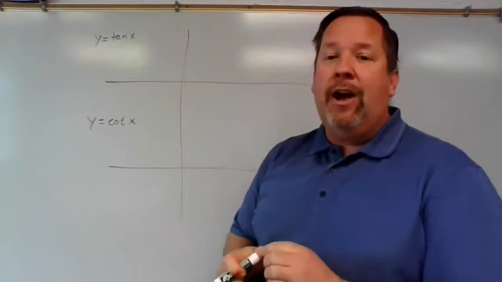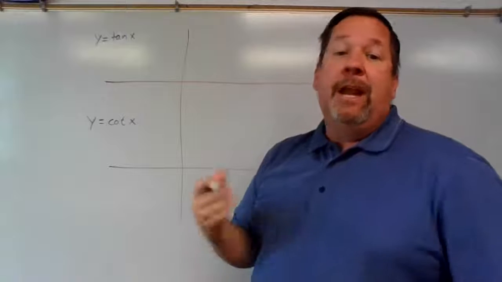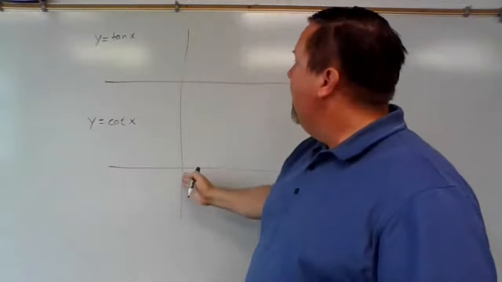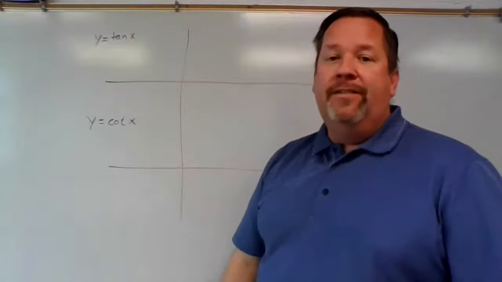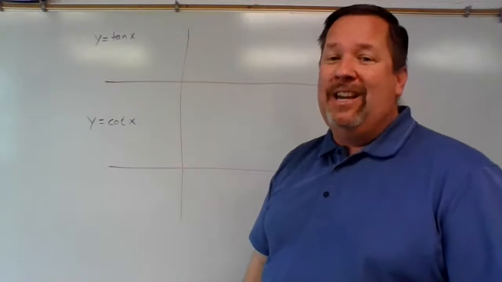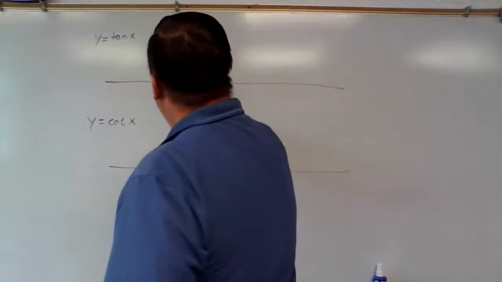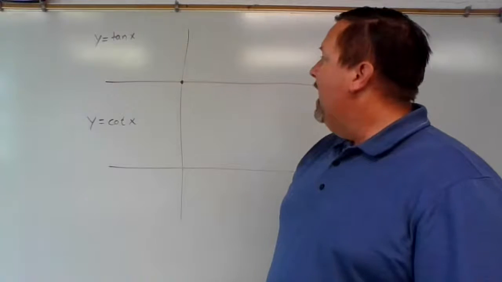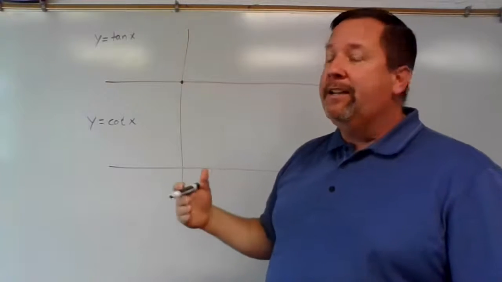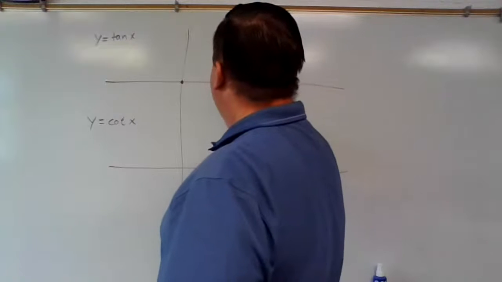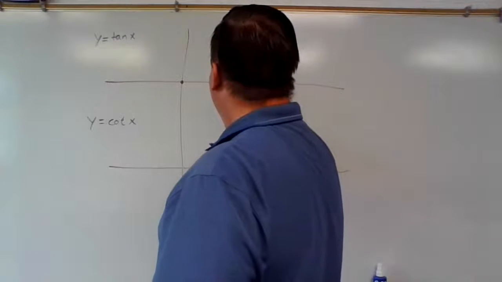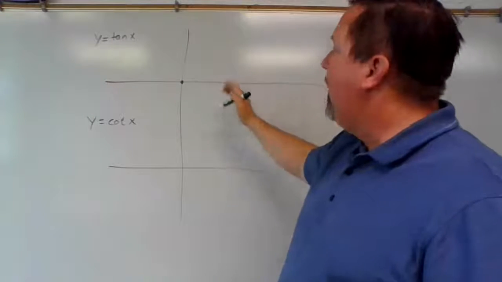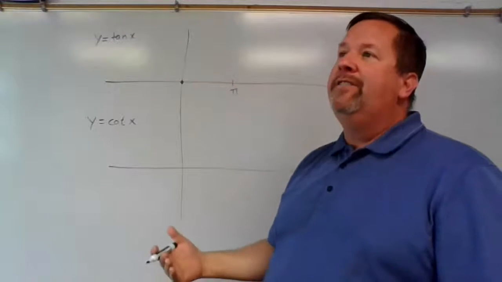You can go do the calculations, but take my word for it right now. At 0, right at x equals 0, the value of tangent is also 0. And so I'm going to put a little marker there for my tangent graph. And I told you guys that the period is pi. And so I might be inclined to go from 0 to pi to show you one cycle of tangent.